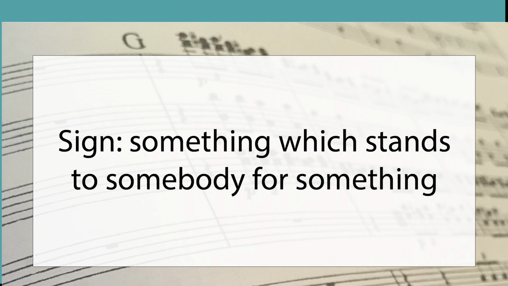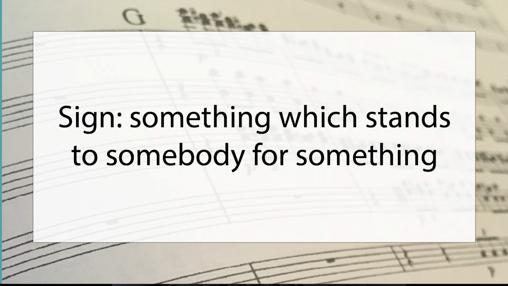Two of the first modern thinkers on the subject were an American, Charles Sanders Peirce, and a Swiss linguist, Ferdinand de Saussure. Peirce defined a sign as something which stands to somebody for something, and one of his major contributions to semiotics was the categorization of signs into three main types. One, an icon, which resembles its referent, such as a road sign for falling rocks. Two, an index, which is associated with its referent, as smoke is a sign of fire. And three, a symbol, which is related to the referent only by convention, as with words or traffic signals.